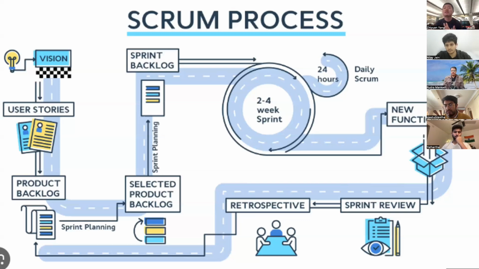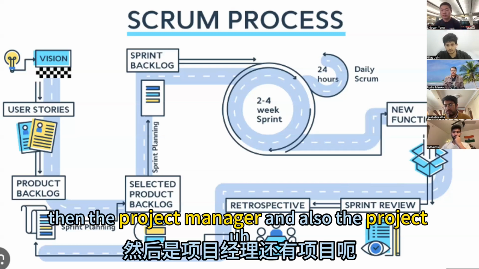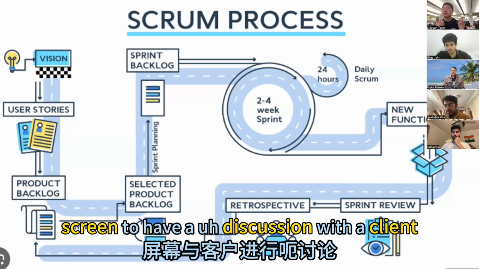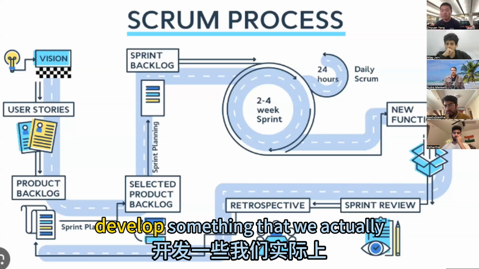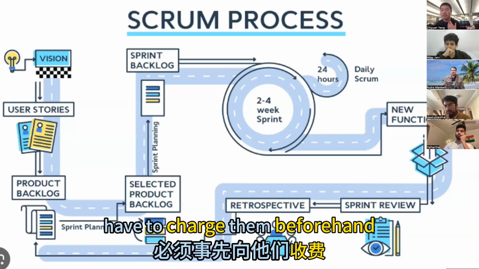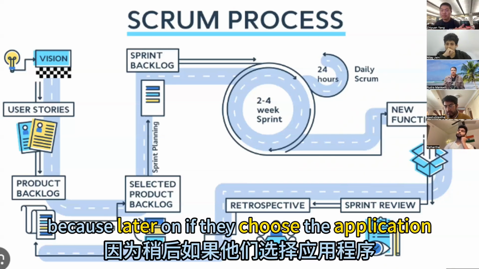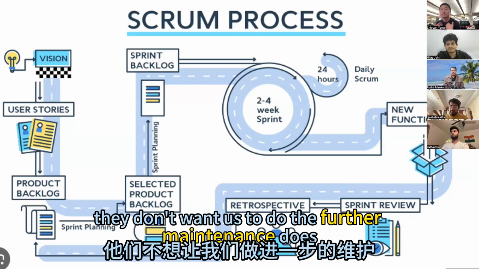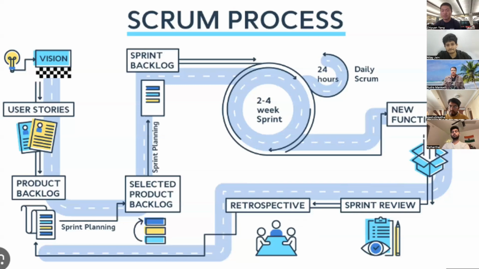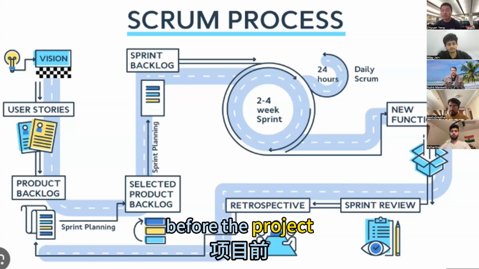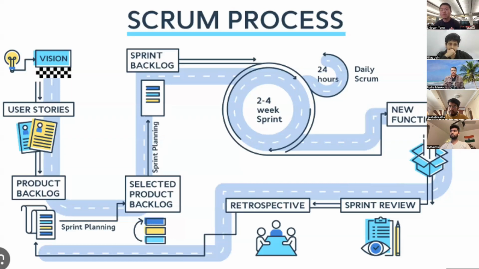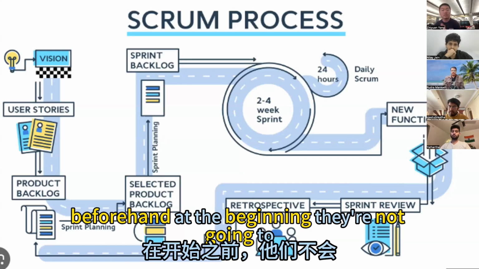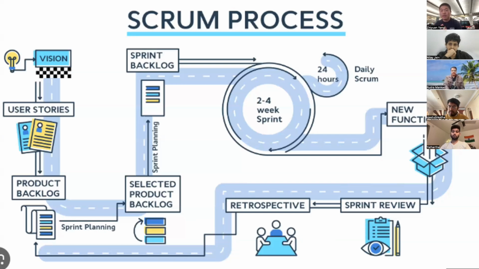In this case, the project manager and the project lead are going to have a discussion with the client, because sometimes when they ask me to develop something, we actually have to charge them beforehand. Later on, if they choose the application, they may not want us to do the further maintenance. Does that make sense? So before the project starts, we're going to ask them whether they want us to do the maintenance or not. If they choose at the beginning that they're not going to let us do the further maintenance, then that's settled.